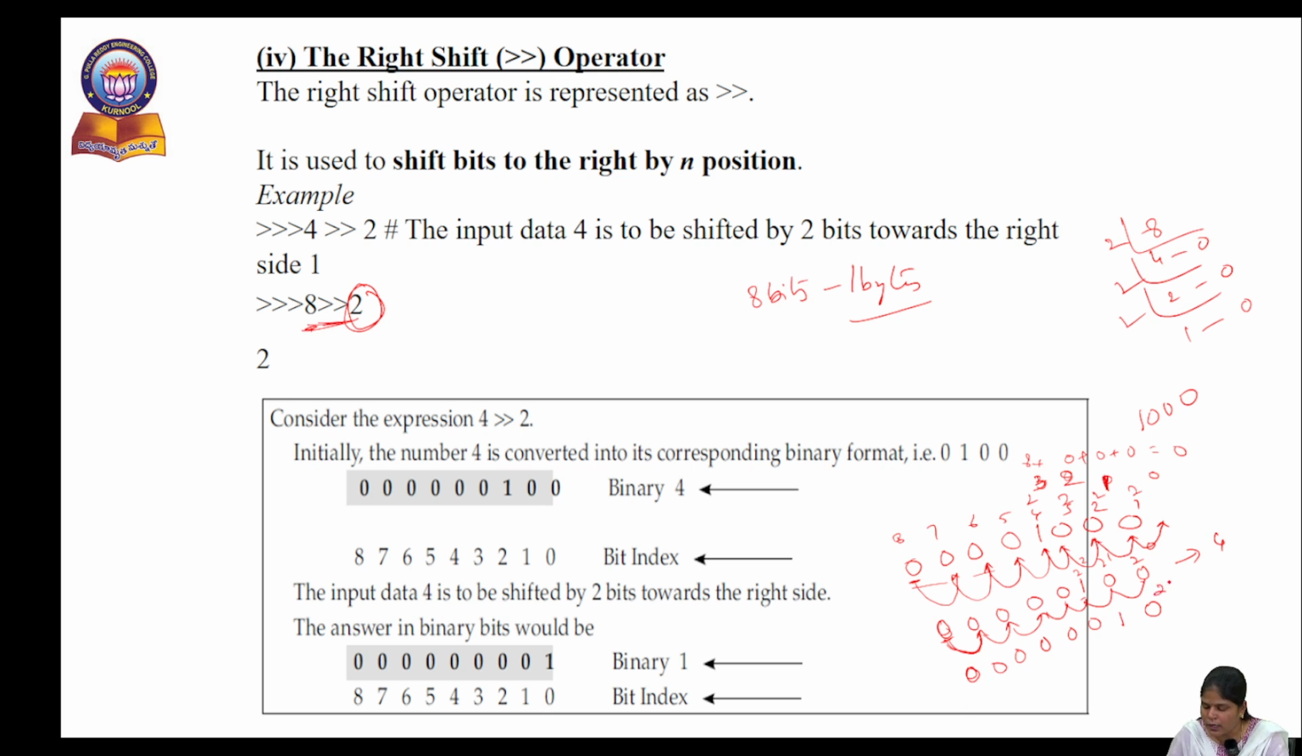So when you calculate the value of it, it is 2. So this is how you got the value 2. We have to move the positions of the bits to the right side. How many places do you have to move? 2 places. That is what this 2 indicates, right?